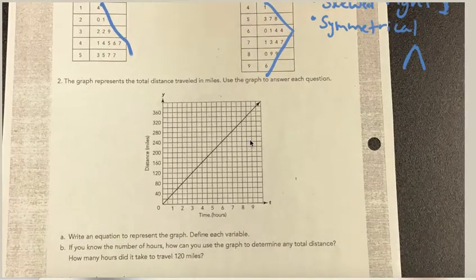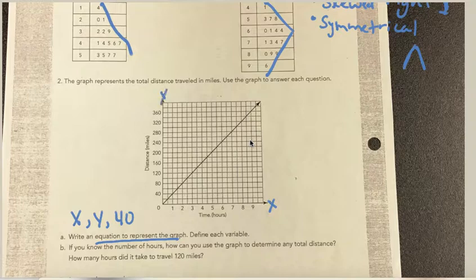For A, you have to write an equation to represent this graph, and I said you're going to need X, you need Y, and you would need 40. Well, I know that this is supposed to be the X-axis, and this is the Y. And I know where the X and the Y meet is right at the 40. Okay, so maybe you could say 40 divided by X equals Y. Okay, maybe we could try that.